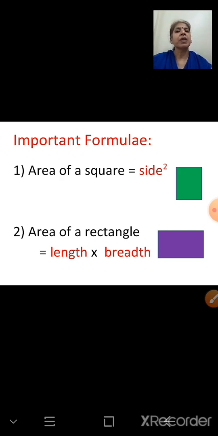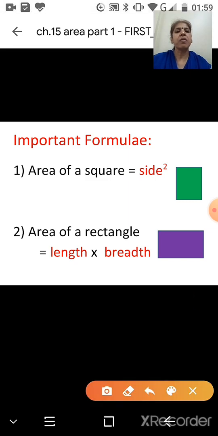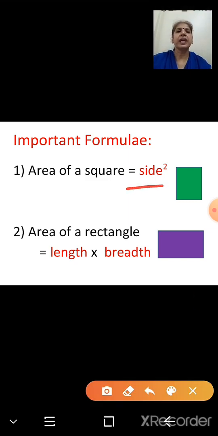These are some of the important formulae which we have studied in lower standard, previous year. First one is area of square. Area of square is side square, side into side. Next one is area of rectangle, that is length into breadth.